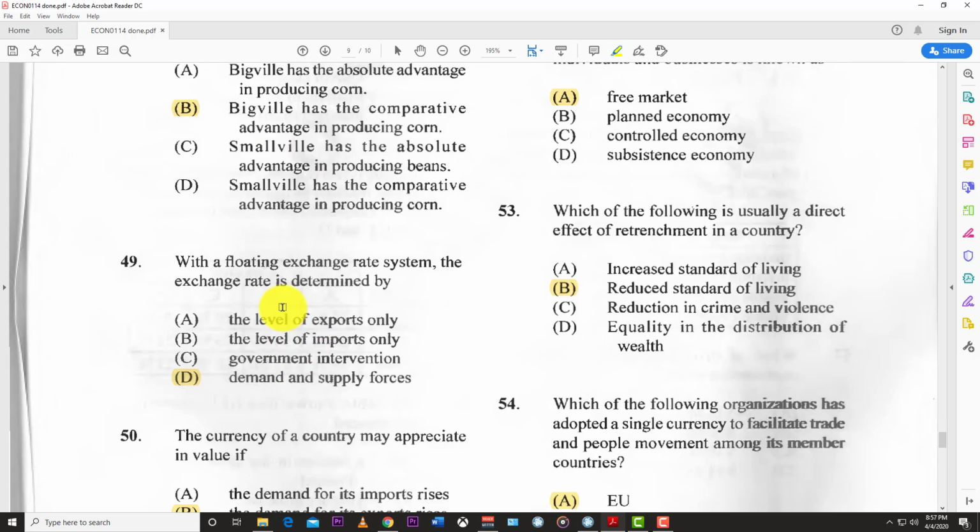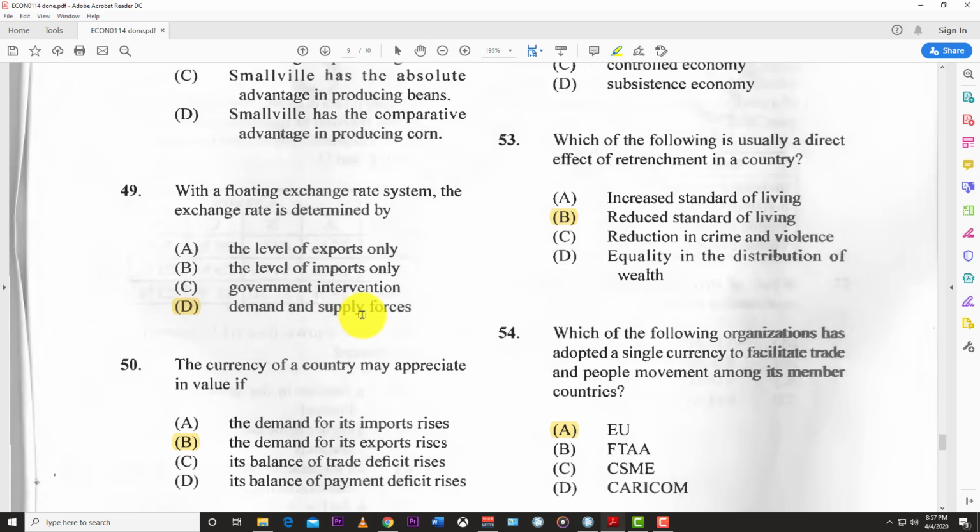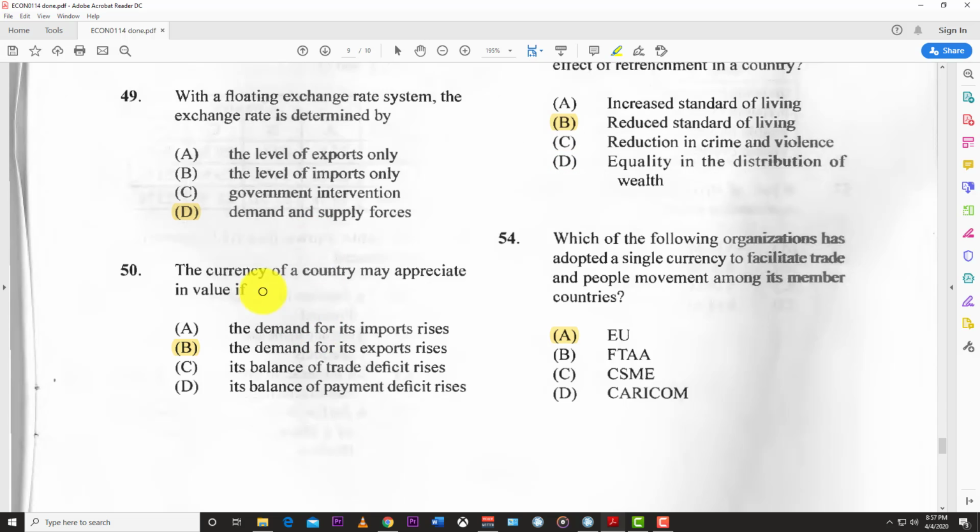49. With a floating exchange rate, the exchange rate is determined by, and the best answer here is D, supply and demand. When it's floating, it's at the mercy of the market, so that's supply and demand, so that's D. 50. The currency of a country may appreciate in value if, and the best answer here, if the demand for its exports rises. So if people want the products that you produce in your country, then the demand for your currency will go up, and so therefore it will appreciate in value.